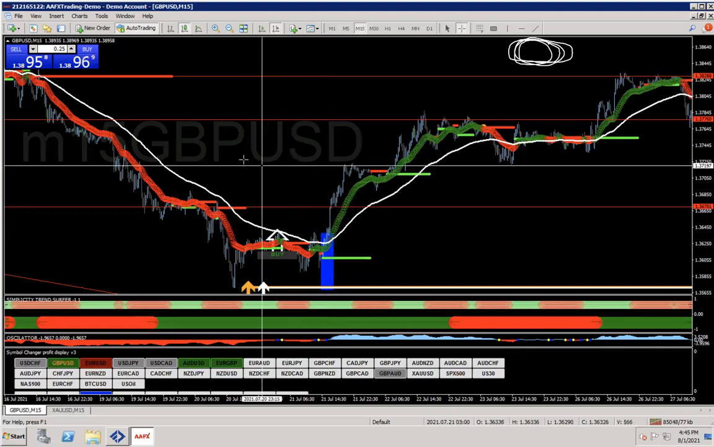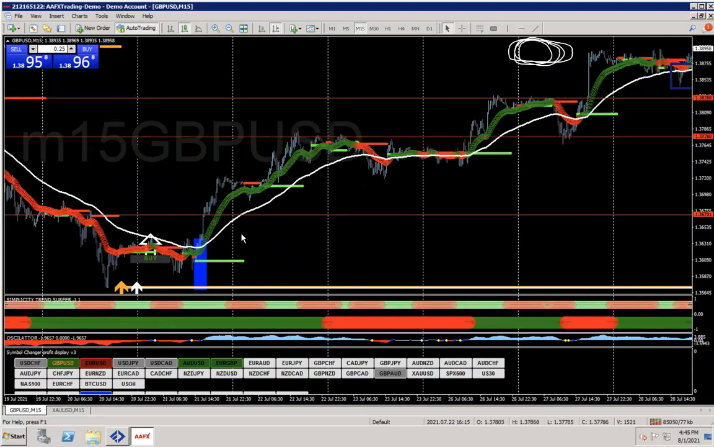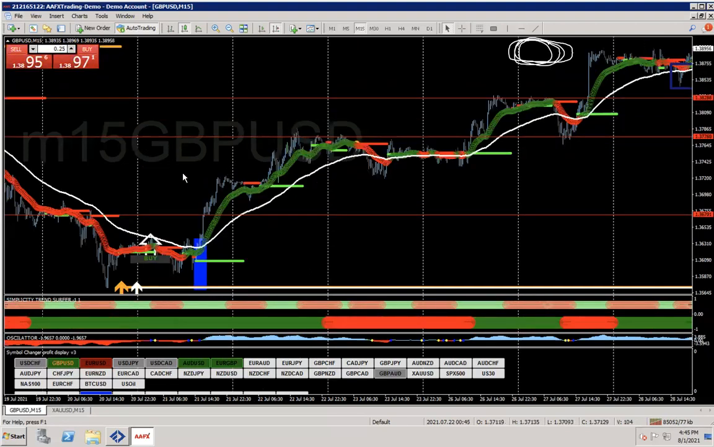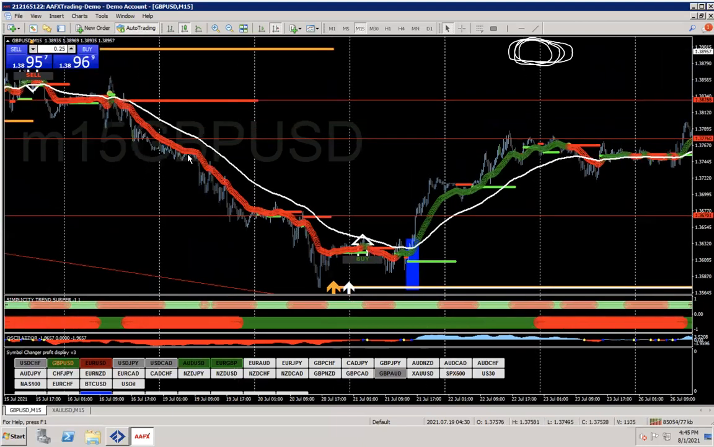So I just want you guys to start looking at this as well. Put these day separators up and look and see what time the pair that you're looking at moves. As you're studying and trying to find a pair that moves, look at when it moves, because it usually follows the same pattern.